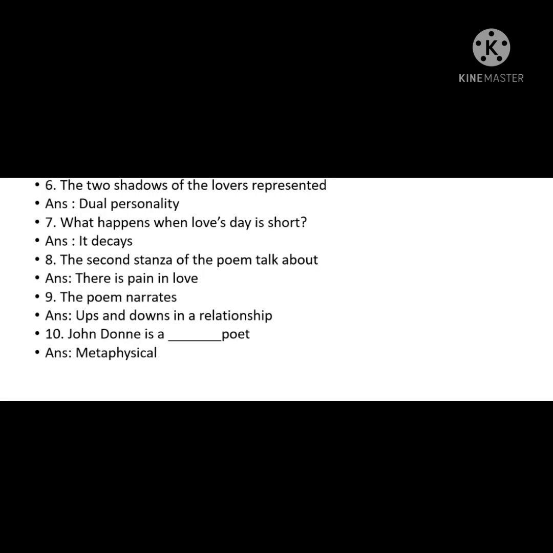Question six, the two shadows of the lovers represent the dual personalities of the lovers. Now, question seven, what happens when love stays short? Obviously, the love decays. The second stanza of the poem talks about how there is pain in love. Love without pain and suffering can't get the height of love. Now, the ninth question, the poem narrates, of course, the ups and downs in a relationship.